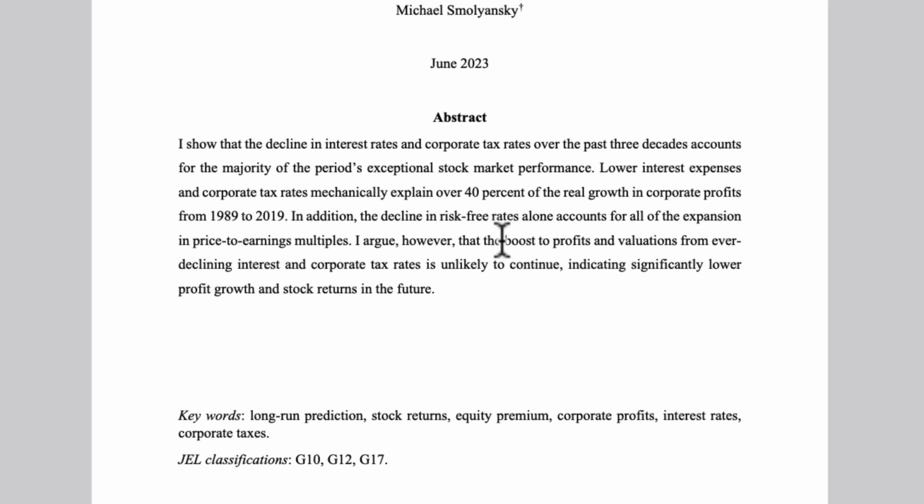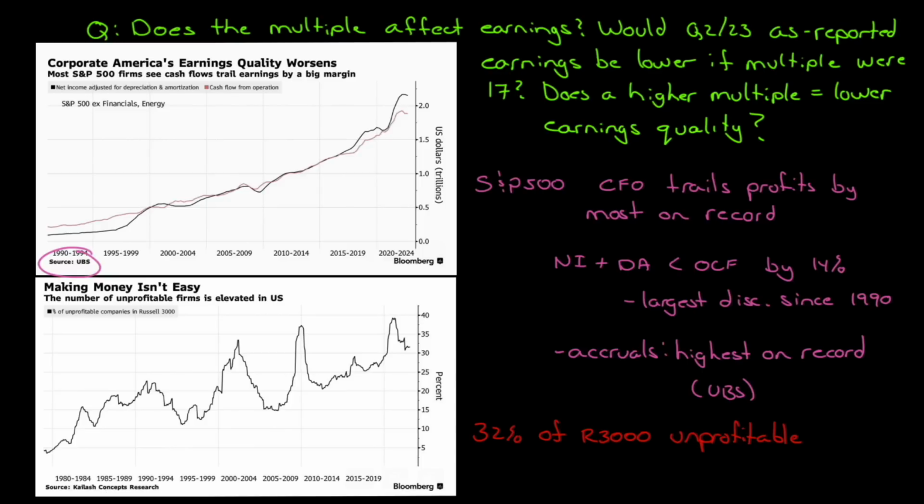So this was an interesting read. I sort of started thinking a little bit more broadly, and I asked a question. We know that earnings can affect the multiple, but can it work in reverse? Can the multiple affect earnings? That's an interesting question. Does the multiple affect earnings? Would Q2 2023, the quarter we're going into, the as-reported earnings be lower if the multiple on the market were 17? Does a higher multiple equal lower earnings quality?